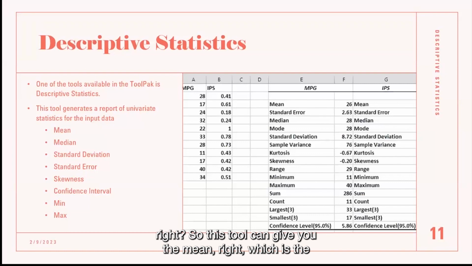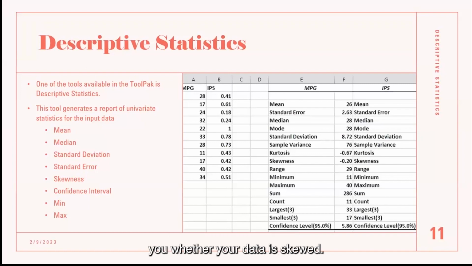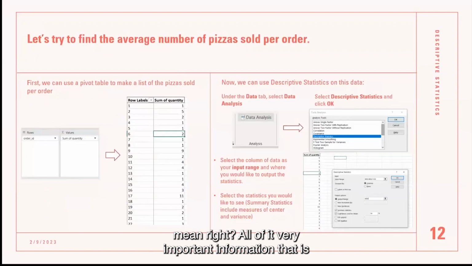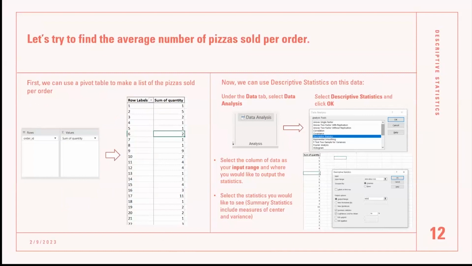So this tool can give you the mean, which is the average, and the median, both very important when working with data. It'll give you the standard deviation. It'll tell you whether your data is skewed. It can give you the minimum and maximum of your data and a confidence interval, right? A confidence interval is an interval where you can find your mean. All of it is very important information that is often requested whenever you're working with data.